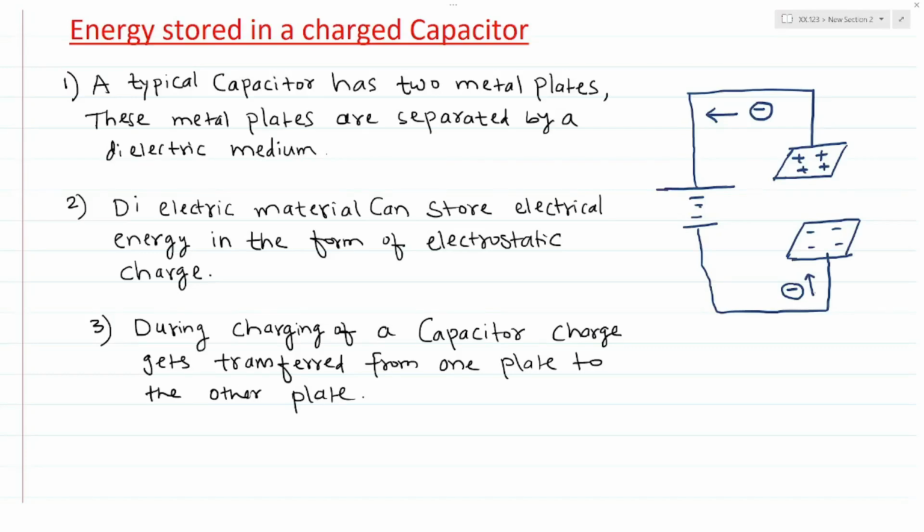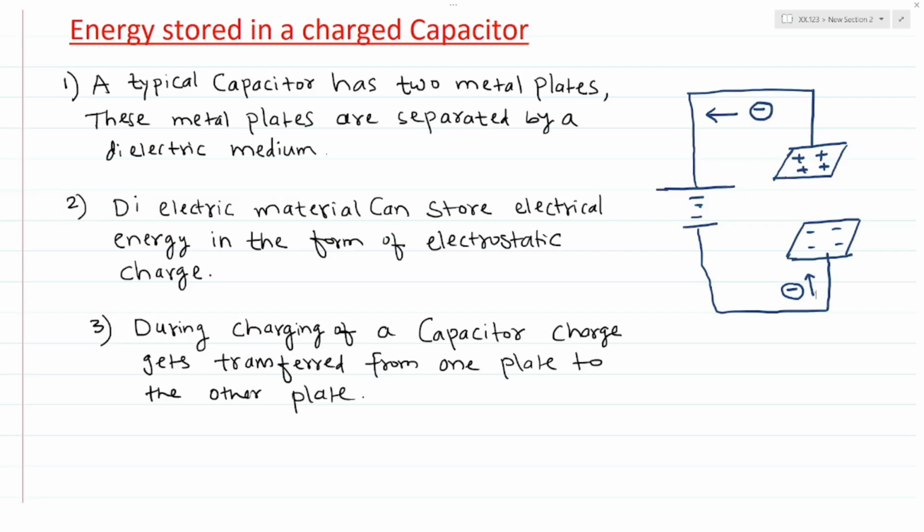Today, let us discuss energy stored in a charged capacitor. What are the basic things? A typical capacitor has two plates. What are the two plates? One is a positive plate, and the other is a negative plate. So there are two plates in the capacitor.